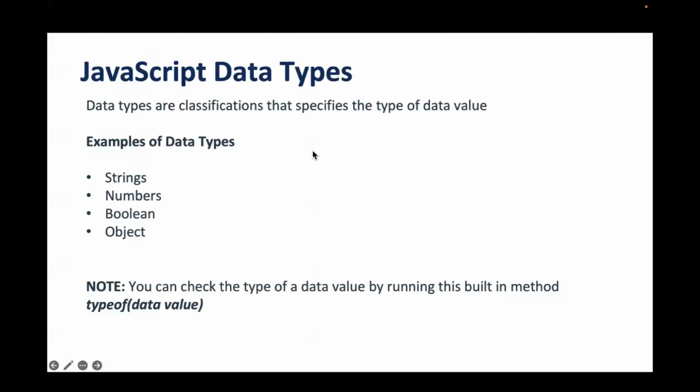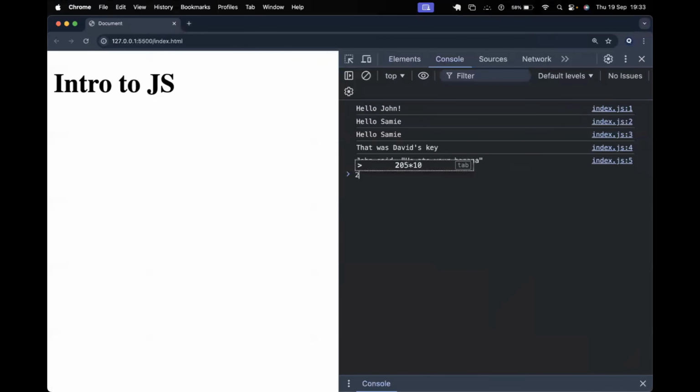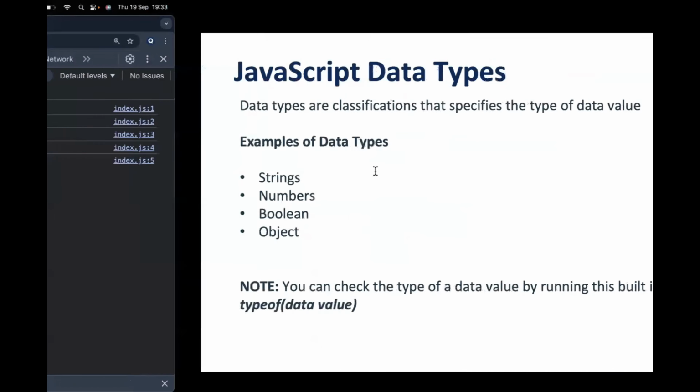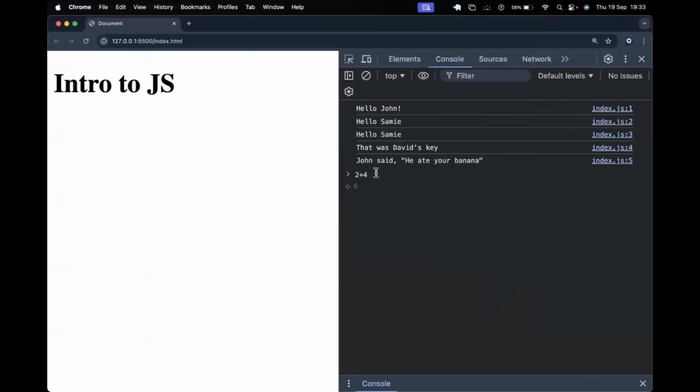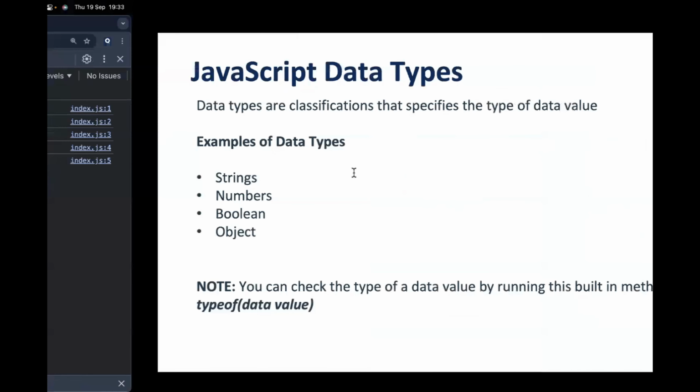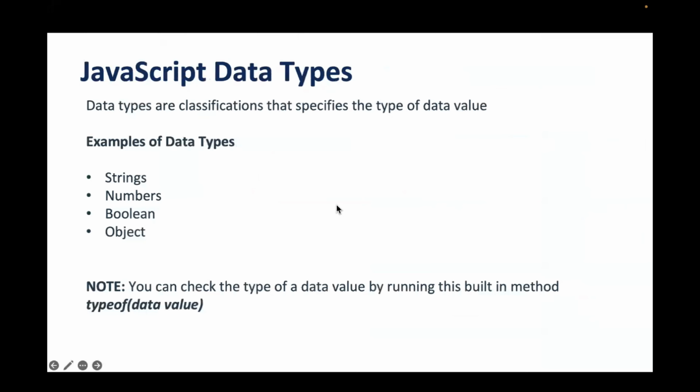Now we're going to look at what we call JavaScript data types. Data types are classifications that specify the type of data you're using. If you write 2 plus 4, what kind of data are you using? That is what we call a data type. Some might say numbers, others might say integers, but let us see what JavaScript says. You're not wrong, but that might belong to other languages.